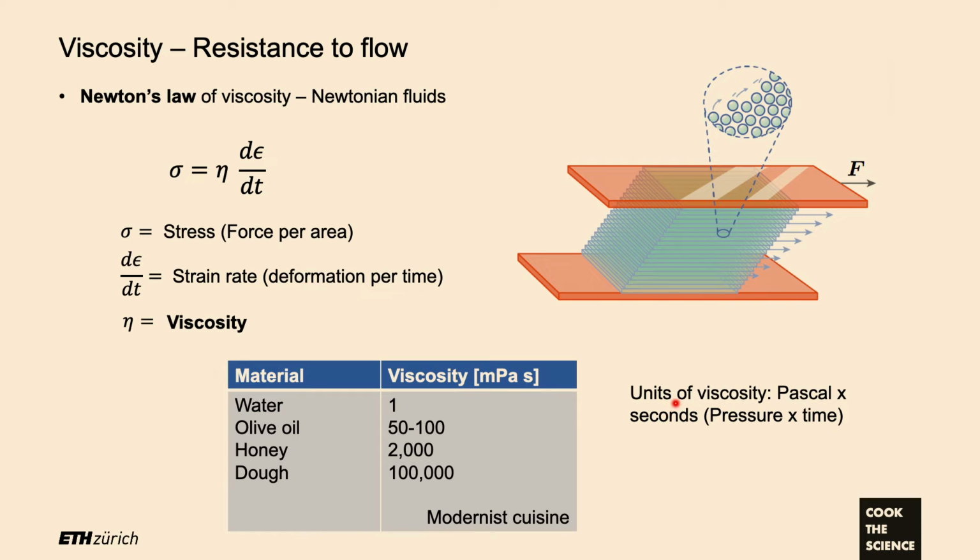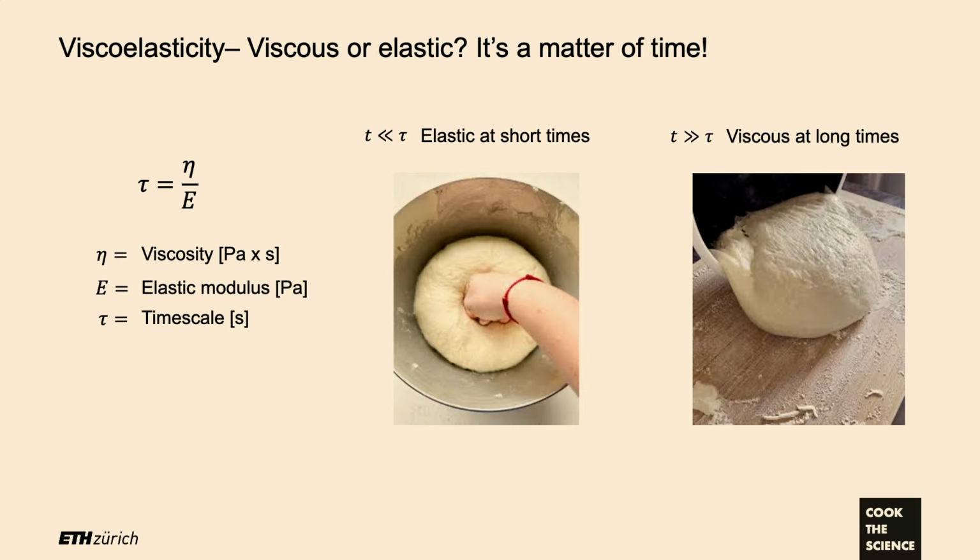Now, what is very interesting and important to note here is that the units of viscosity are Pascal times second. So it's a pressure times a time scale. And so this is very important because it tells us that there is a time scale here. And this is a crucial element. Why is this? Well, because if you're now thinking about a viscoelastic material that combines these liquid or viscous and elastic components, whether the material behaves like a viscous fluid or a solid depends on time.